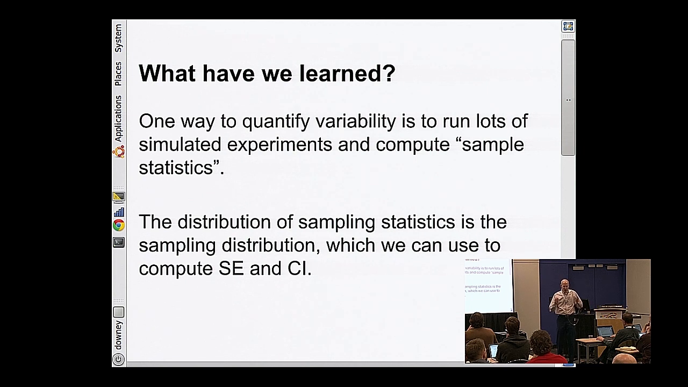In this case, I generate one sample of 1,000 and I compute the mean. Then I generate a different sample of 1,000, compute the mean. And I repeat that over and over and over and accumulate how much it varies, and that distribution is called the sampling distribution of the mean.